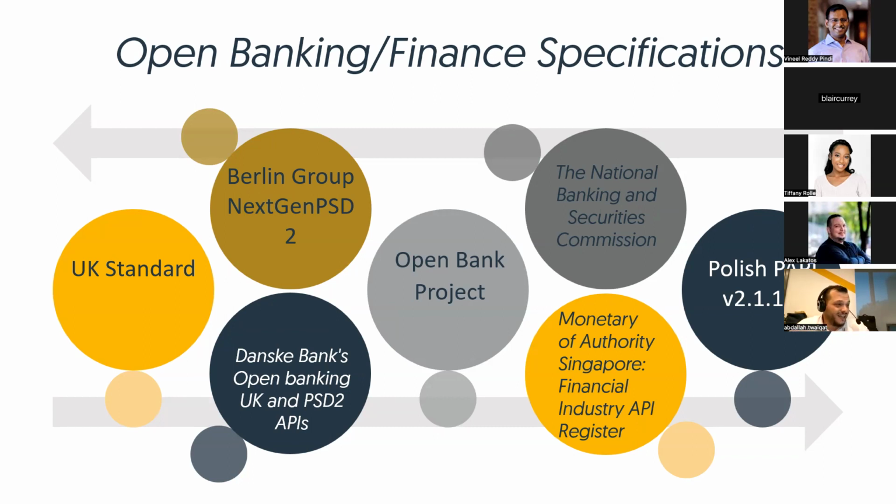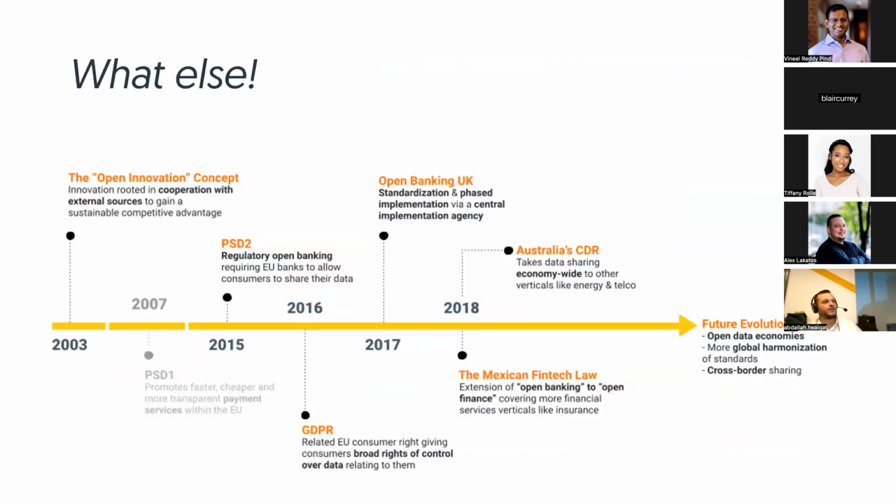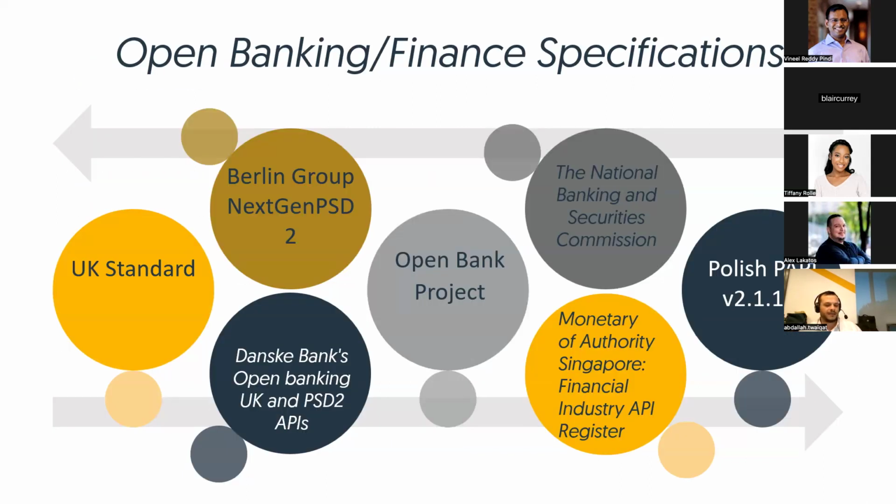We checked Danske Group, especially for their premium APIs. They have very good premium APIs, and they also have UK and PSD2 APIs. We checked the Monetary Authority of Singapore's Financial Industry API Register, which is the library, let's say, or directory for the APIs in Singapore. And we checked the Polish PolishAPI also for the premium APIs implementation. We checked all of that, and we made consultations with our Jordanian banks. Then we started to build our APIs.